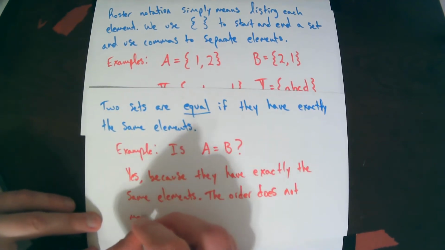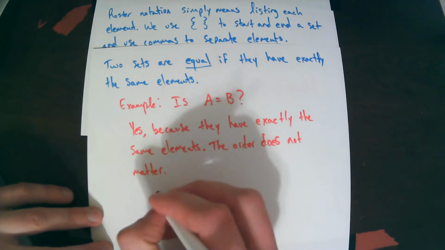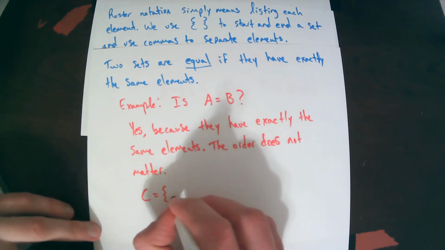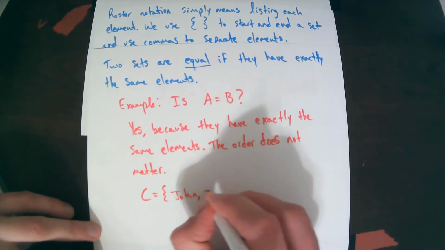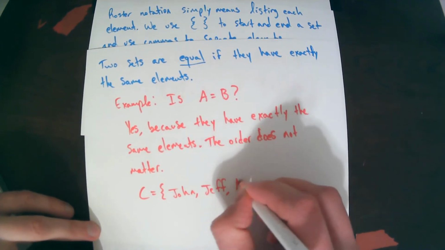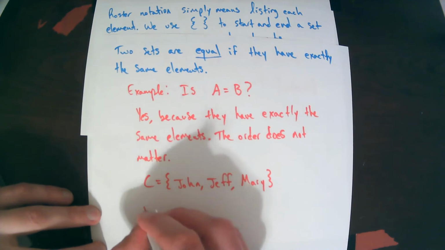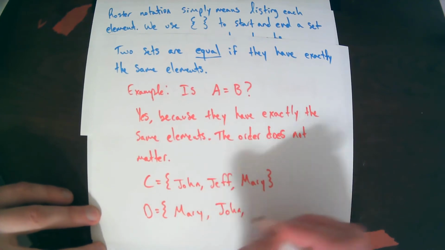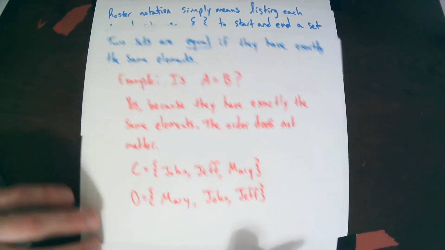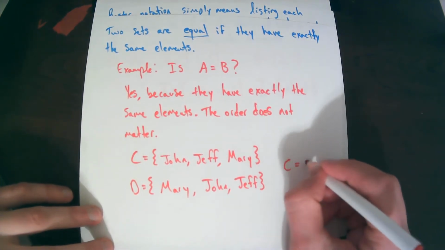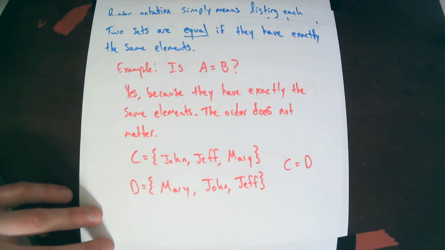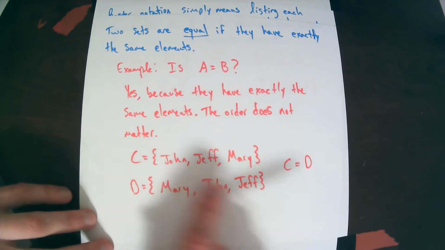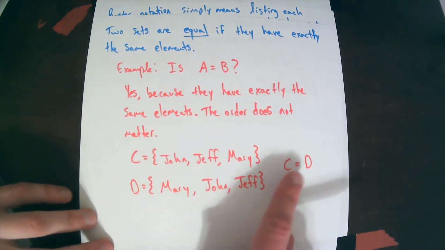To emphasize that, let's make up 2 more sets. C is equal to 2 names. Let's say John and Jeff, and let's do one more name, Mary. And D is equal to Mary, John, Jeff. I could say C is equal to D. So they have different names, C and D, and they're in a different order, but they have exactly the same elements. So C is equal to D.